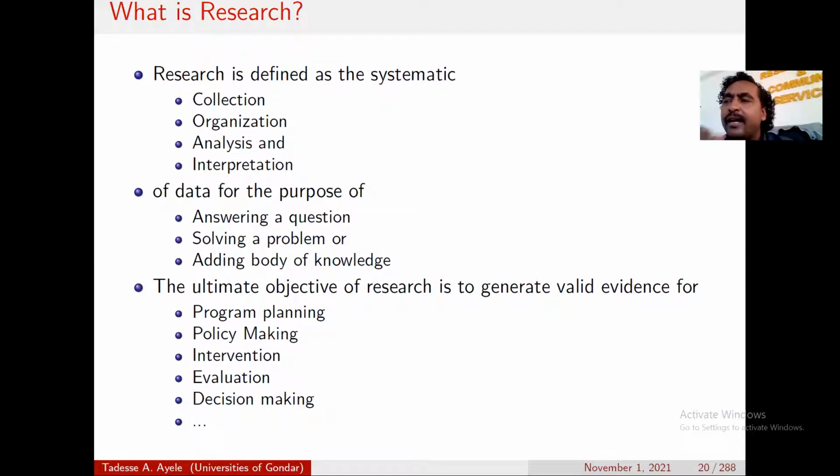I think it's the UK, like AstraZeneca, I don't know. I'm not sure. So, you know, anyways. So well, in general, the ultimate objective of research is to generate valid evidence for program planning, policy making, intervention evaluation. We can also evaluate by generating information, and evaluate the effectiveness of an intervention. And decision making, we can also make decisions based on the evidence.